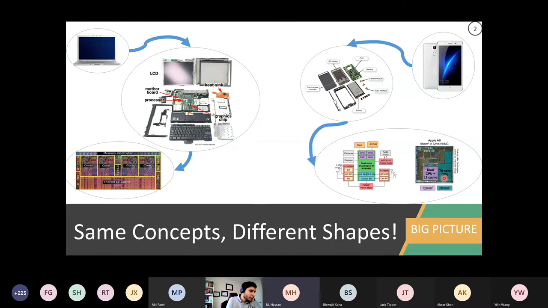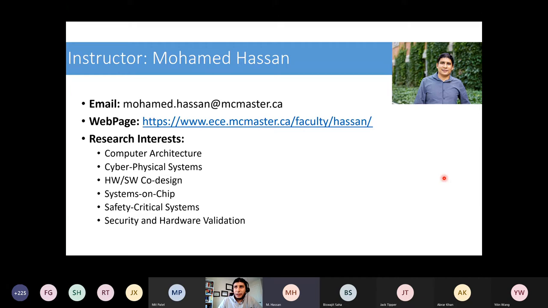Okay, so for logistics, a little bit about me. I'm an assistant professor at McMaster University here. I'm considerably a new faculty member because I started in 2019. What I usually work on is related to system level research. So I do computer architecture, embedded systems, cyber physical systems. I also teach the embedded systems course in fourth year.